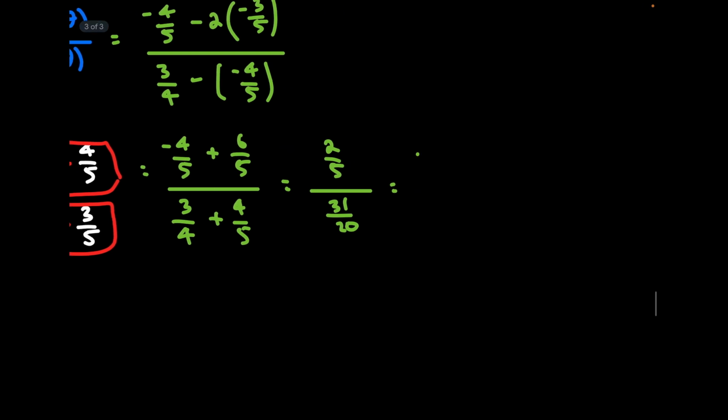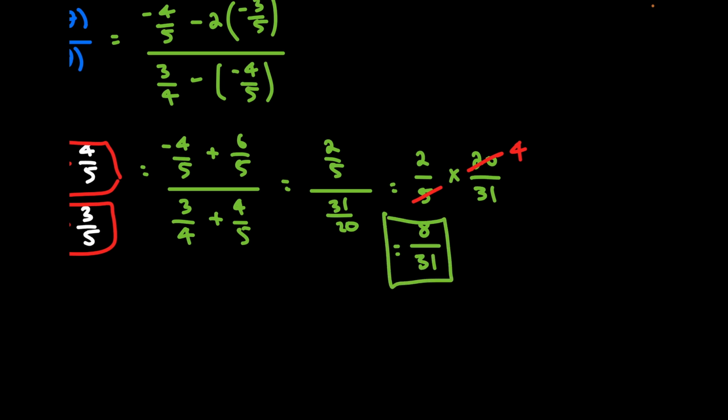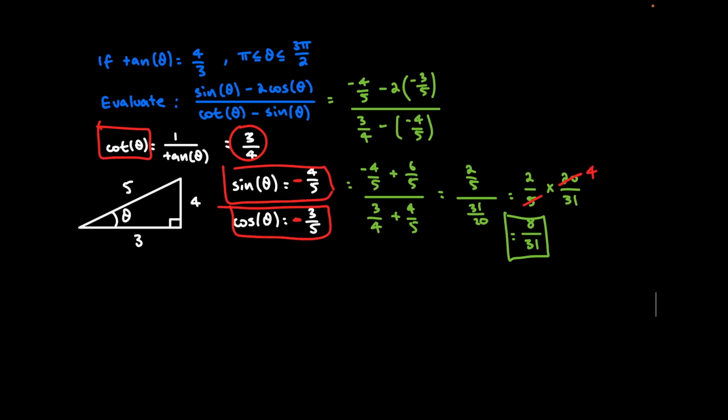Another way of saying dividing two fractions is multiplying by the reciprocal of the other one. So keep the first fraction, times it by 20 over 31. We can do some cancelling. 5 and 20, we're left with 4 here. So our final answer for this expression is simply whatever 2 times 4 divided by 31 is. So that's 8 over 31. And that is how you work out this expression here using the reciprocal identity.